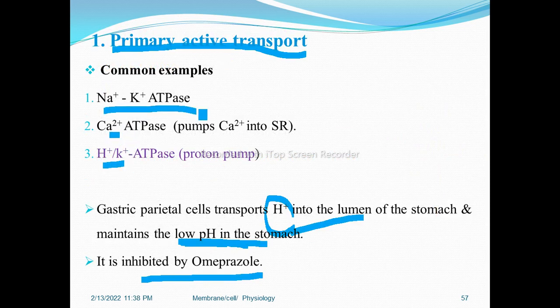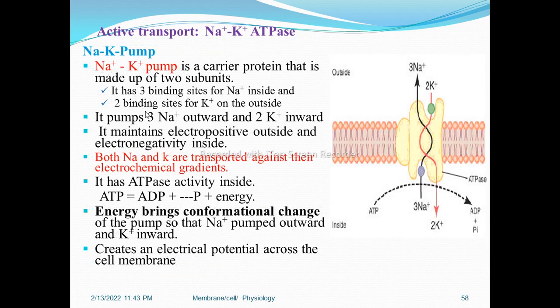So we have seen hydrogen, we will see calcium, and now we are ready to observe sodium-potassium ATPase. Sodium-potassium ATPase is primary active transport. The sodium-potassium pump is a carrier protein made up of 2 subunits, with 3 binding sites for sodium inside the cell and 2 binding sites for potassium outside the cell. So it pumps 3 sodium outward and 2 potassium inward. It maintains electropositive outside and electronegative inside.